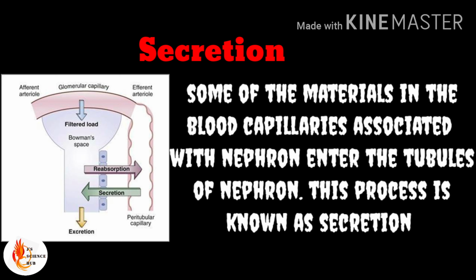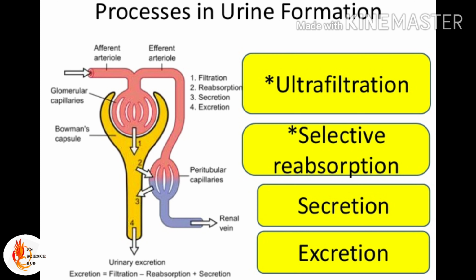Some of the materials in the blood capillaries associated with the nephron enter into the tubule of the nephron. This process is known as secretion. For example, several ions such as hydrogen ion, potassium ion and ammonium ions, and also vitamins and drugs, are secreted back into the nephron from the blood capillaries around them. So now I hope you understand the process of urine formation.